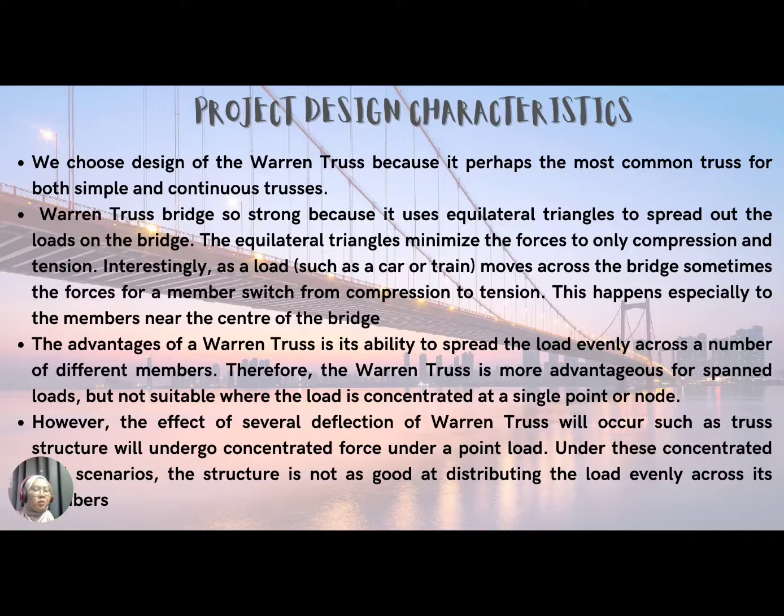Therefore, the Warren Truss is more advantageous for spread load, but not suitable when the load is concentrated at a single point. However, the effect of deflection in a Warren Truss will occur, as the truss structure will undergo concentrated force under a point load. Under this concentrated load scenario, the structure is not as good at distributing the load evenly across its members.